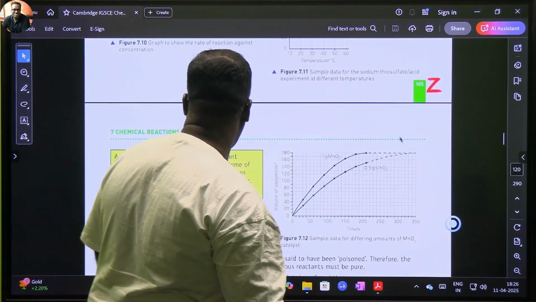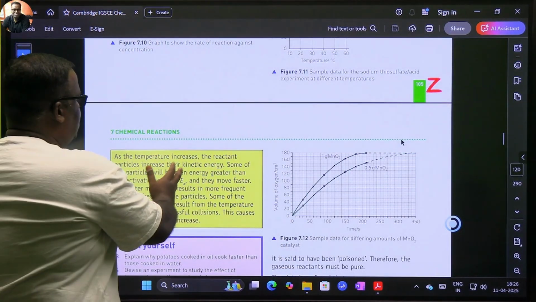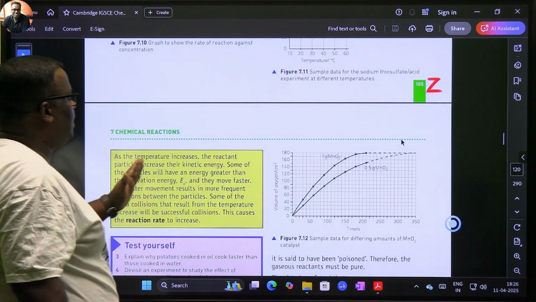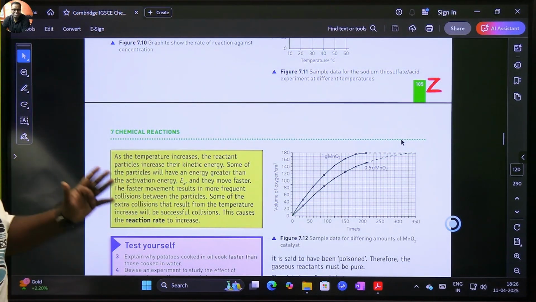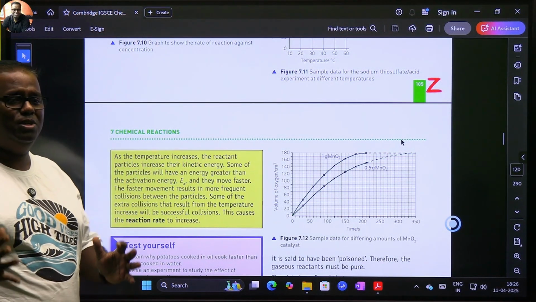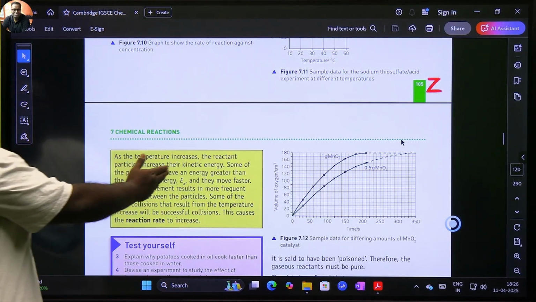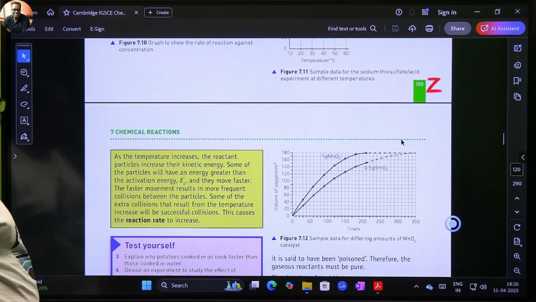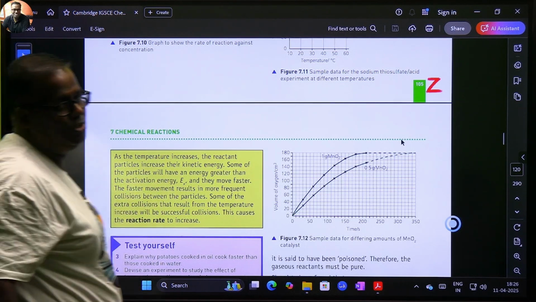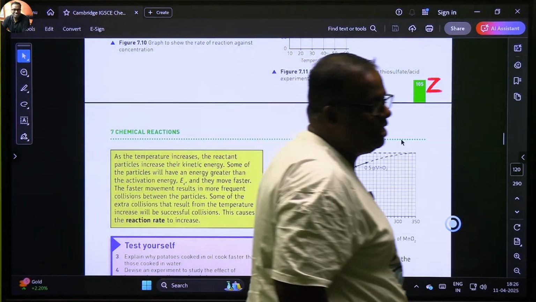So let's read this. As the temperature increases, the reactant particles increase their kinetic energy. Children, these are all basic stuff, but just don't mess up on these keywords. Some of the particles will have an energy greater than the activation energy. This is what you should write at your grade level. You just can't say that their kinetic energy increases.